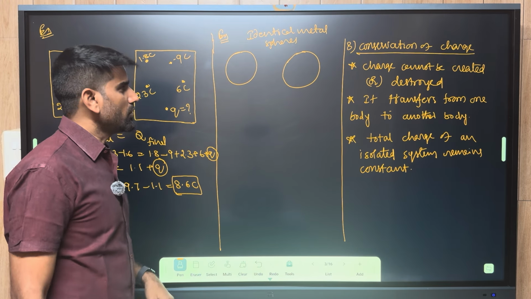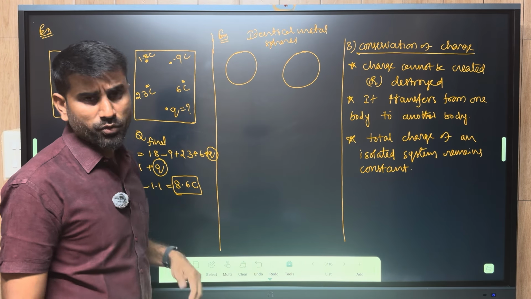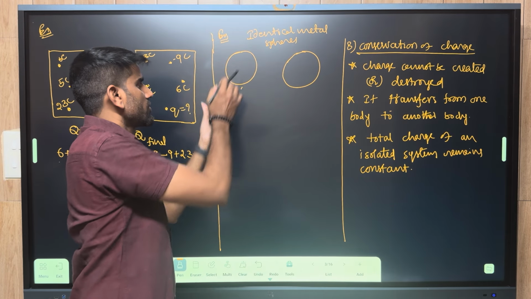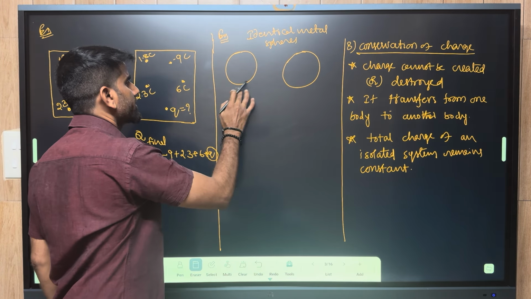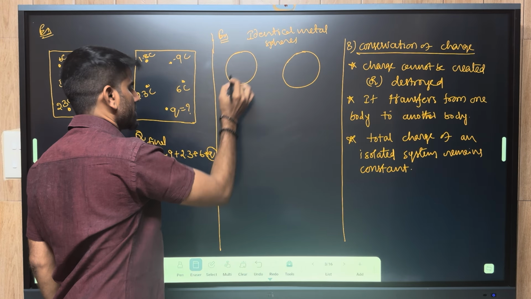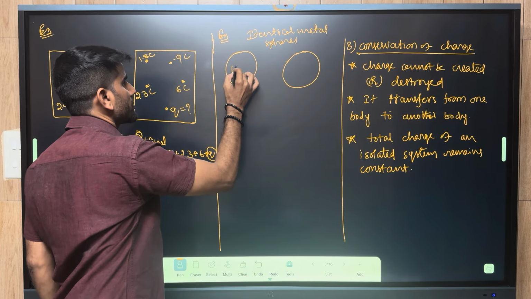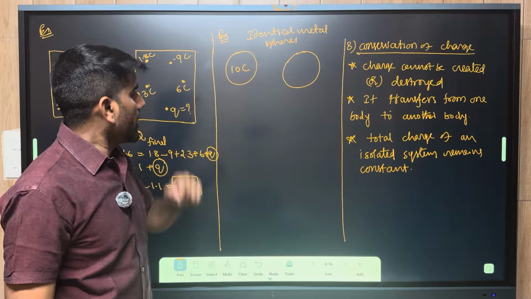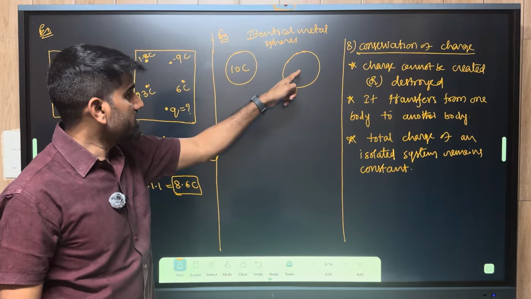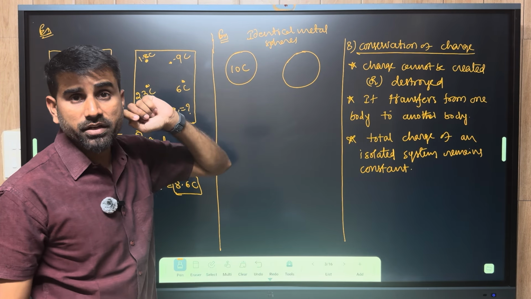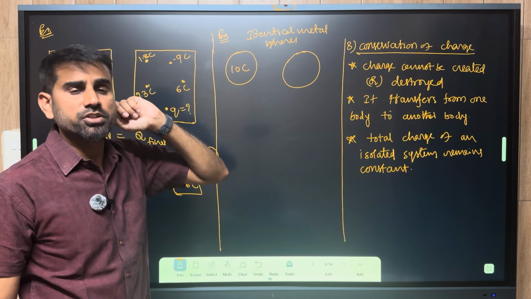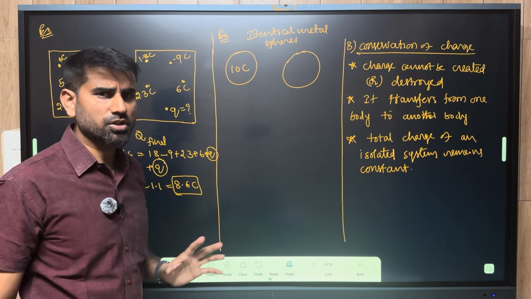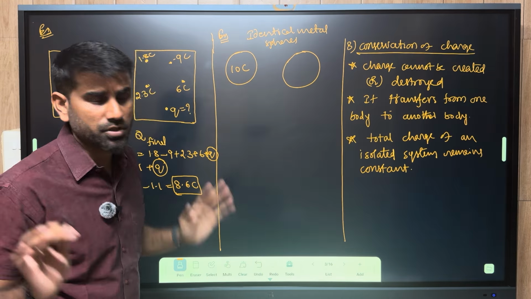Okay, now I provide a certain amount of charge to this object. Let's say I have given 10 coulombs of charge. And the charge initially on this object is 0, because all the electrons and protons are bound together and it is neutral.